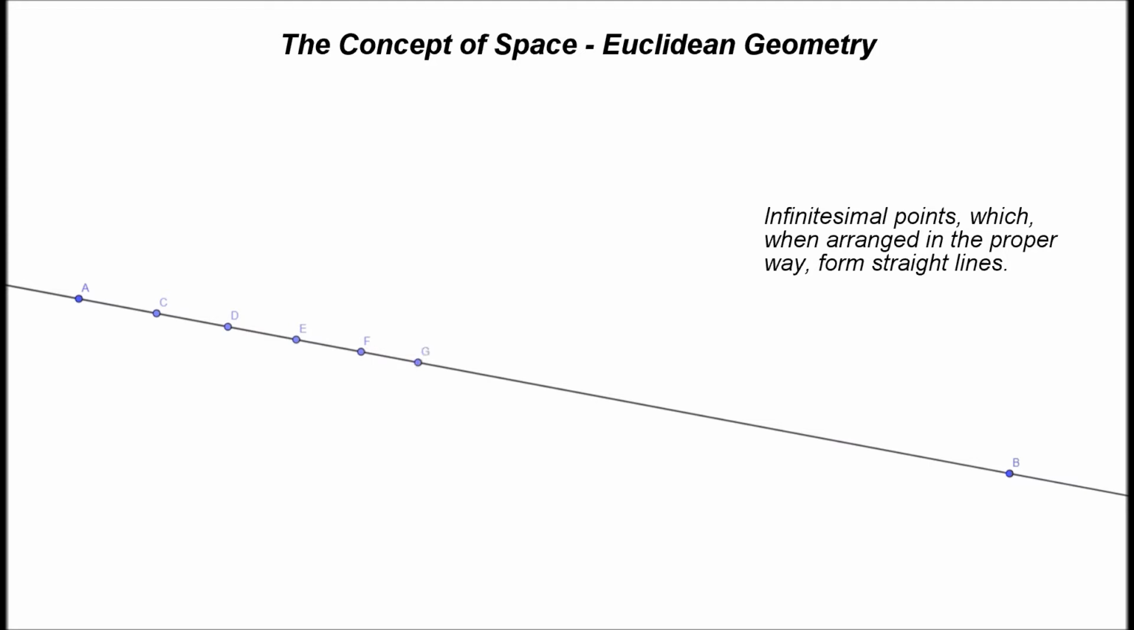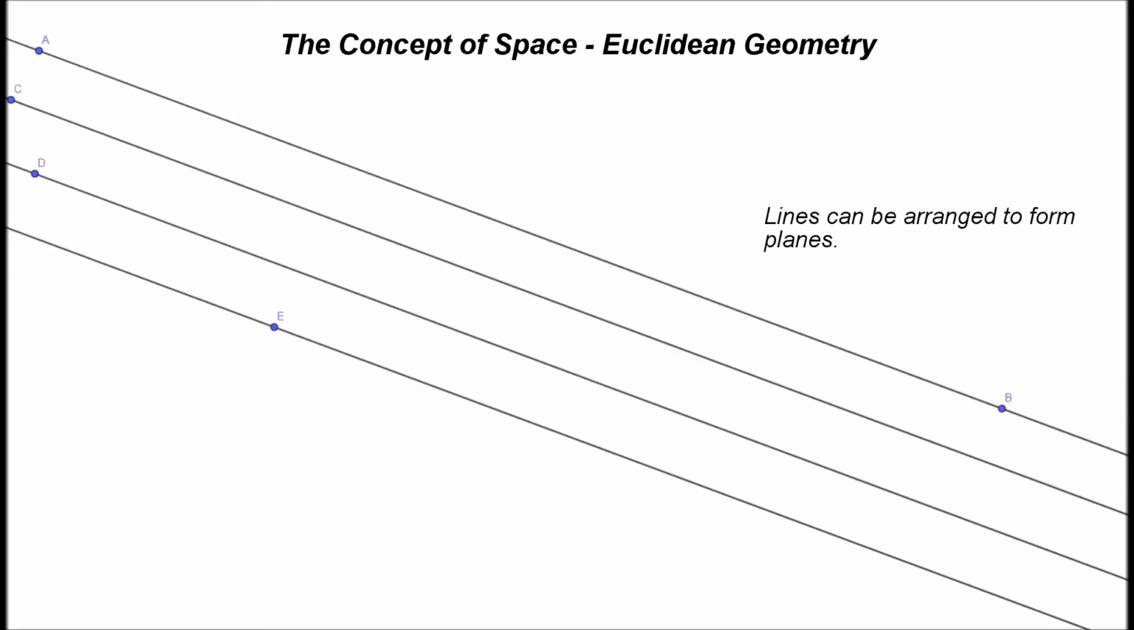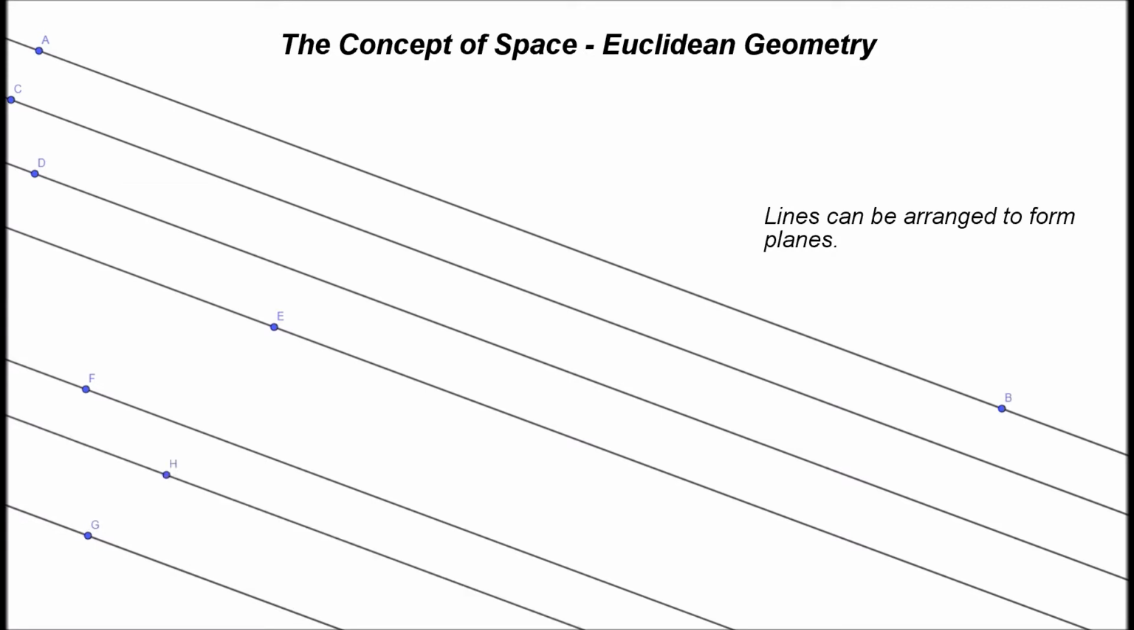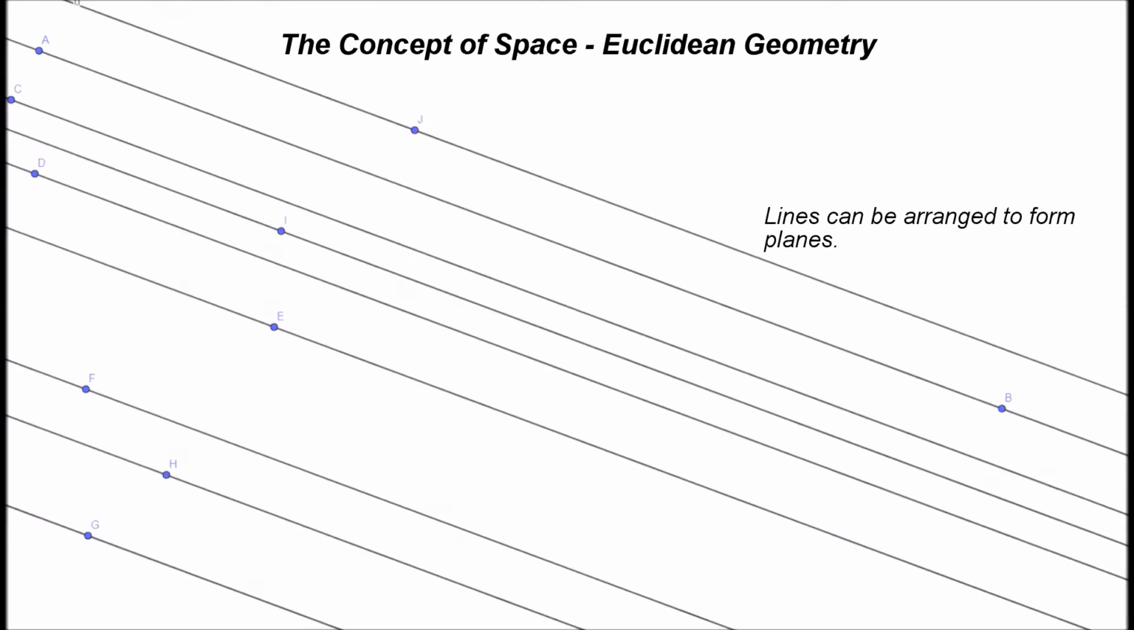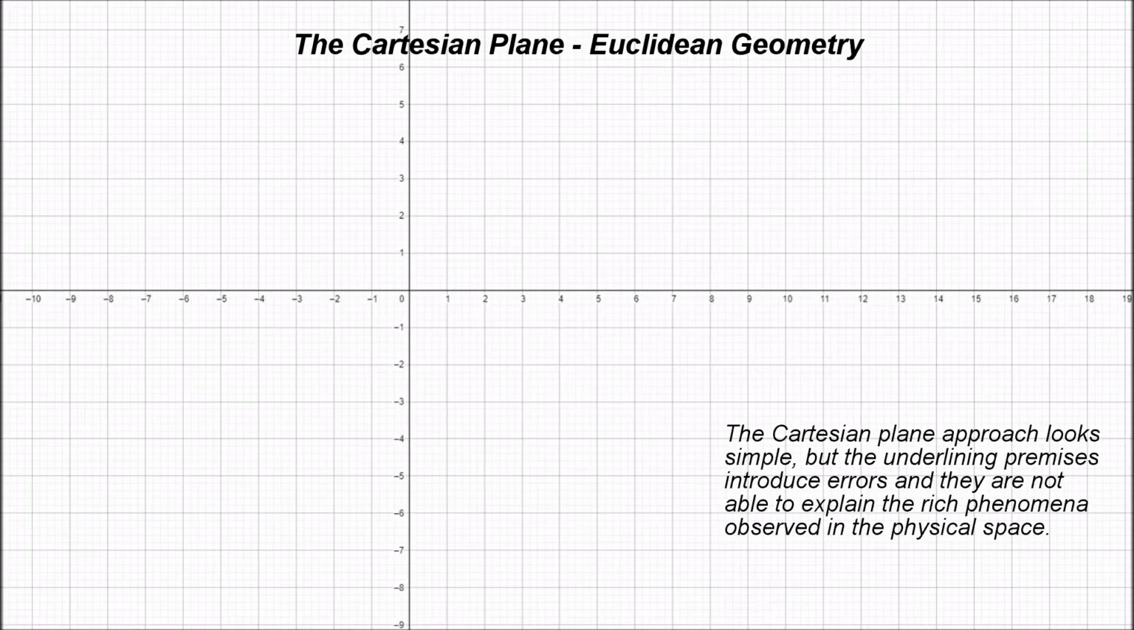The Euclidean geometry already imagines infinitesimal points, which, when arranged in the proper way, form straight lines. Next, these lines can be arranged to form planes. And finally, planes, stacked on top of each other, form the 3D space. This is, in summary, the concept of space that most of us are left with, after completing our basic education.